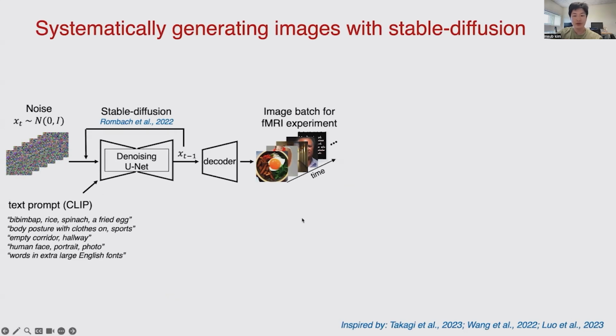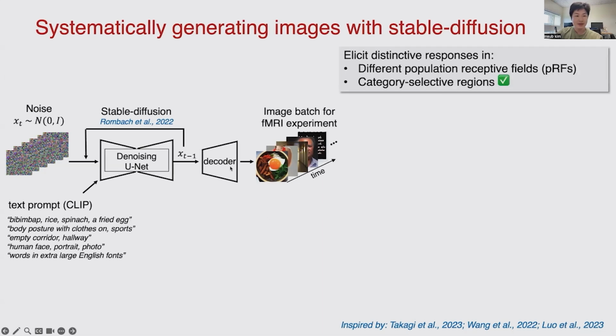Here is a typical diffusion model, where the model takes noise and text prompts as its inputs. For the text prompts, we crafted descriptions to match the representation of 5 different categories. For example, for food, we typed bibimbap, rice, spinach, a fried egg. Given these inputs, the denoising U-Net iteratively generates images, and a decoder converts the latent representation back into an image. As you can see, the generated image looks naturalistic and matches the text prompt descriptions. This is to elicit distinctive responses in category-selective regions of the brain.